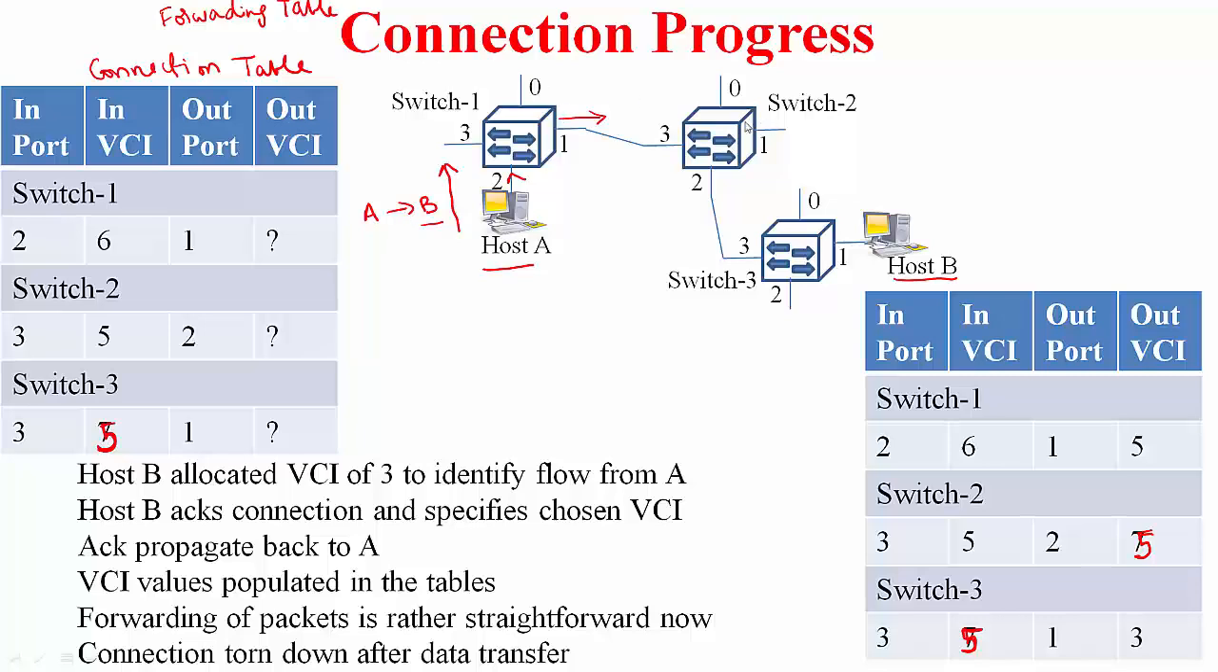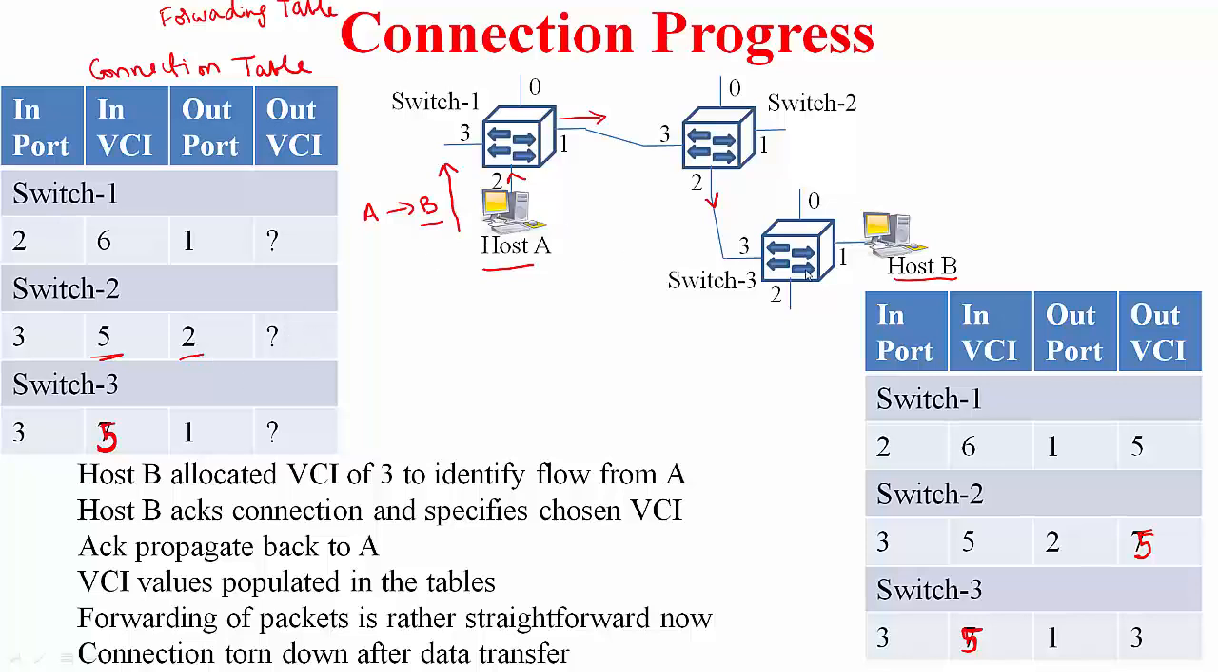And then it is going to pass this packet to switch 2. Similarly, switch 2 will notice that this packet has come on port 3. So it will note the input port as 3 and it is going to assign 5 as the VCI corresponding to this particular connection. And through the forwarding table, it will figure out that this packet has to go on port 2. Thereby, it will set the output port to 2.